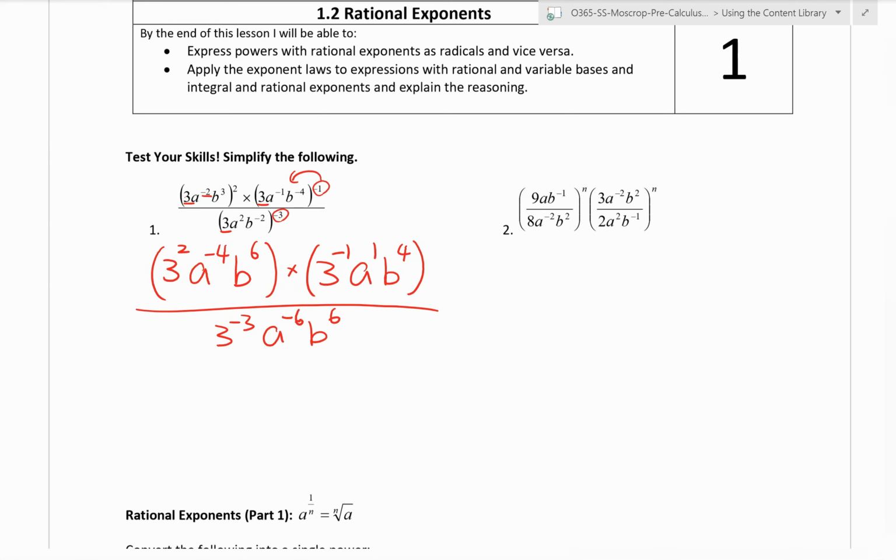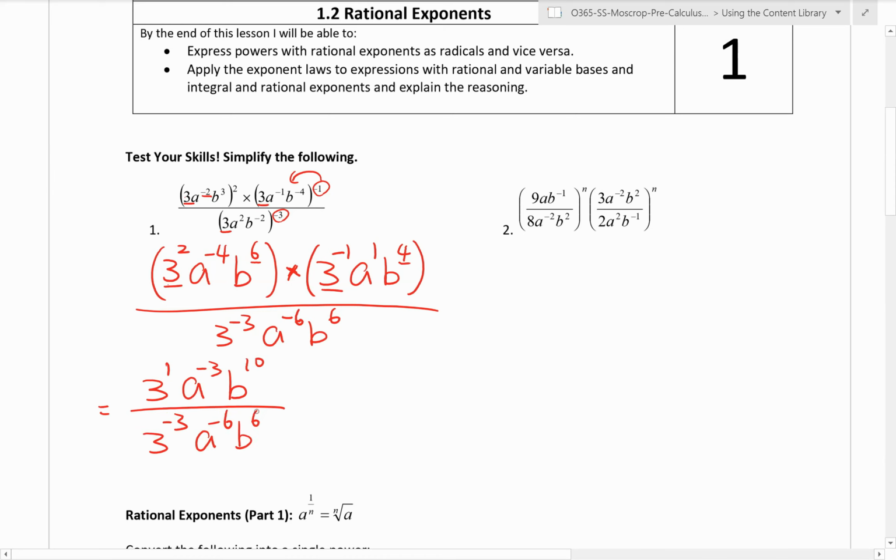Okay, now we are going to multiply the numerator. So when we multiply, we multiply the powers with the same base. So that has a base 3, that has a base 3. So then we can multiply them together by adding the exponents. So that's going to be 3 to the power of 1. For a, same thing, we just add exponents. So negative 4 plus 1 is negative 3. For b, that's 6 plus 4, that's 10. Over 3 to the negative 3, a to the negative 6, and b to the power of 6.